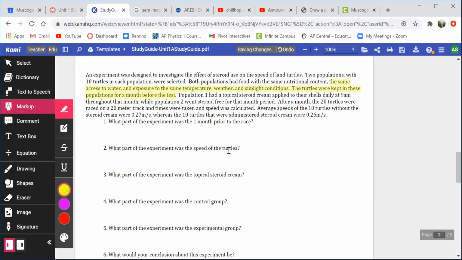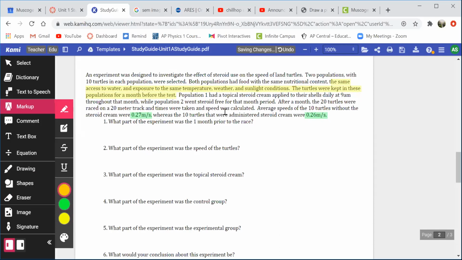All righty, now we're looking at number 2. What part of the experiment was the speed of the turtles? The dependent variable. This is going to be our dependent variable. So we've got this right here and this right here. This is what we were measuring. So we measured that. That's going to be dependent on whether or not it had steroids. Then I'd ask, what part of the experiment was the topical steroid? The independent variable.